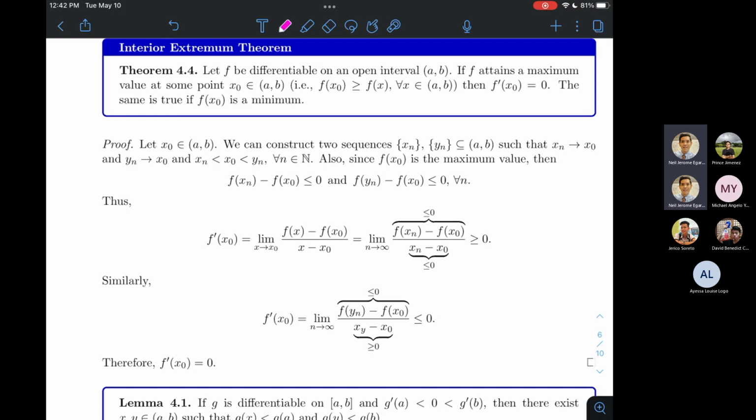Kasi sinasabi ng interior extremum theorem ay kung si f ay nag-attain ng maximum o minimum value kay x sub 0, then dapat yung derivative ay equal kay 0 kay x sub 0. So basically, it is telling us that the derivative at the maximum point and at the minimum point ay laging equal kay 0. Tapos kung matatandaan nyo, ito yung ginamit natin dati sa Math 36 kasi alam natin necessary na kung meron kang maximum or minimum, dapat ang derivative ay equal kay 0.